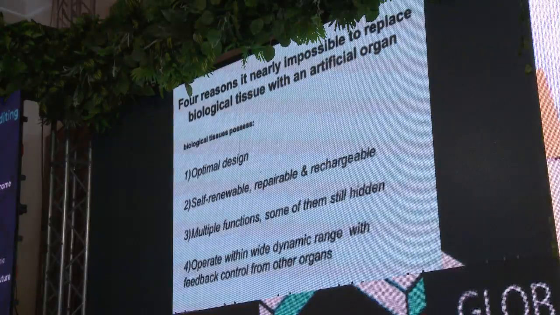Actually, when we talk about biological engineering, tissue engineering, we are working with very unique biological products which have the ability to grow and to self-organize, which is very important. And also the complicated structure and complicated systemic condition of the tissue makes it nearly impossible to replace all these biological tissues with an artificial organ. At least there are four reasons which are very important.